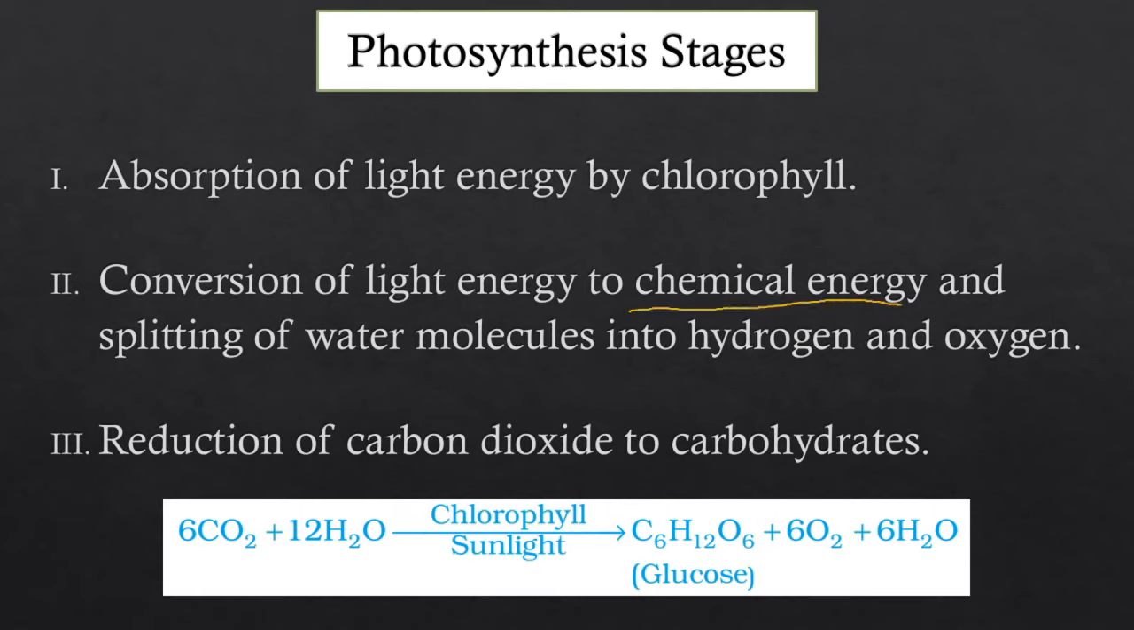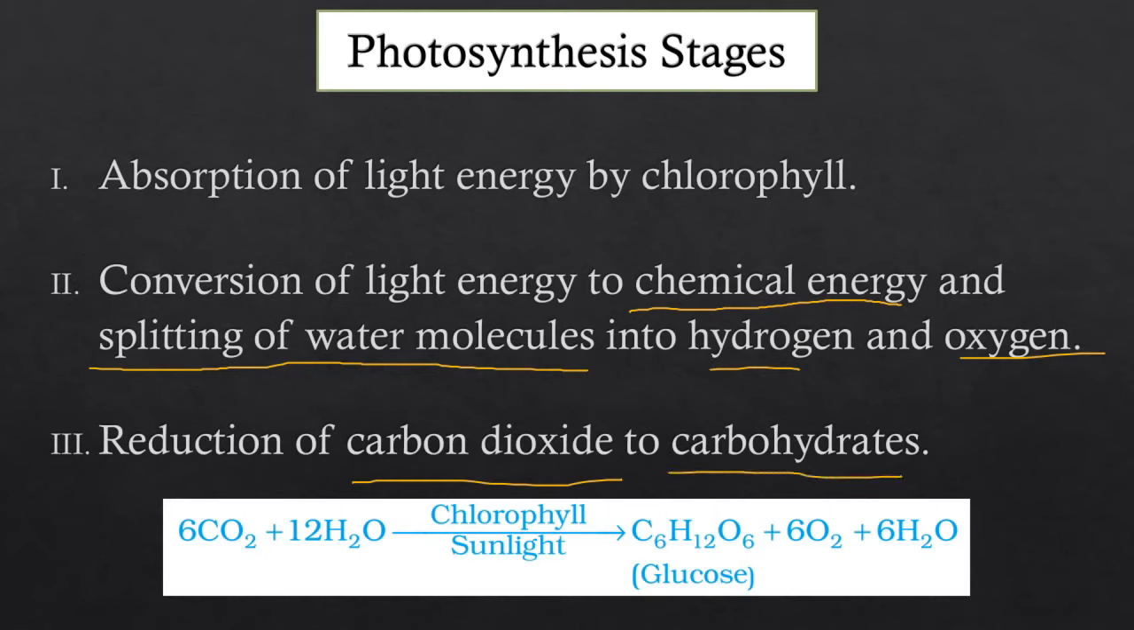Light energy is getting converted into chemical energy, and at the same time there is going to be photolysis, that is splitting of water molecules into hydrogen and oxygen in the presence of light. That is called photolysis. And in the next stage, that is step 3, carbon dioxide is going to be reduced into carbohydrates or sugars.